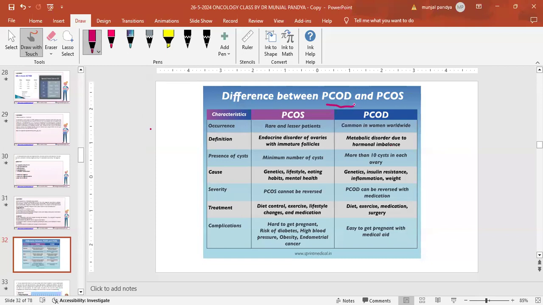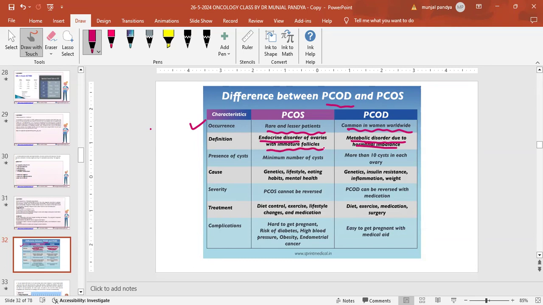Now the difference between PCOD, that is polycystic ovarian disease, and the syndrome. What is the basic important thing? Occurrence. The syndrome is less common, the disease is more common worldwide. So if you see frequency worldwide, PCOD is more common than PCOS, number one. Number two, definition: PCOS is an endocrine disorder, and here it's a metabolic disorder. So it's the biggest difference. A metabolic disorder due to hormonal imbalance, and this is an endocrine disorder of the ovaries with immature follicles.